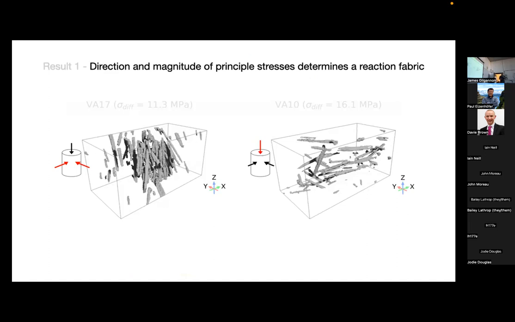The thing we found was that the direction and magnitude of principal stresses determine a reaction fabric. What I mean by that is the orientation of sigma one, the largest principal stress, will produce reaction products orthogonal to its direction. In this case, we had radially confined samples with sigma one, so that we ended up with a lineation in the vertical direction, up and down the sample. When we applied an axial sigma one, it's not quite obvious here, we actually ended up with a girdle, like a foliation developing from the reaction products. And this happened at basically no strain. It's elastic, we know it's all recoverable, and very early in the reaction.